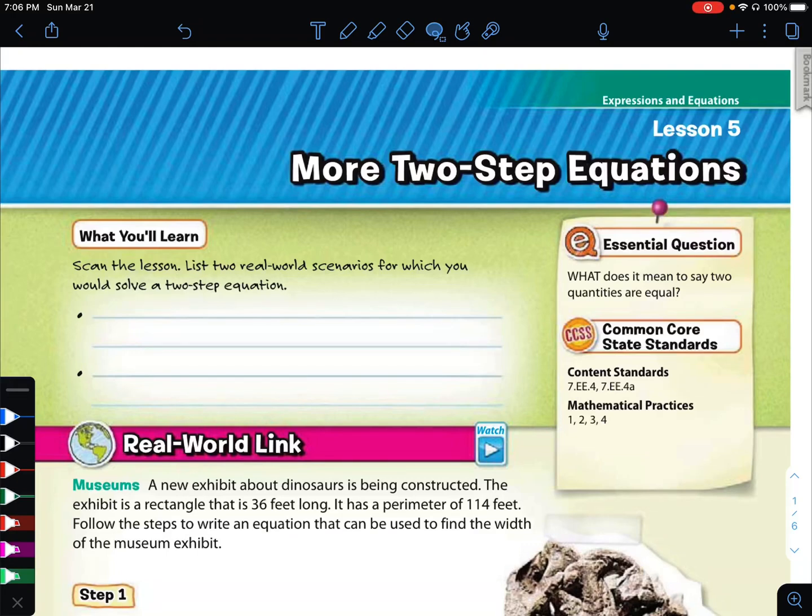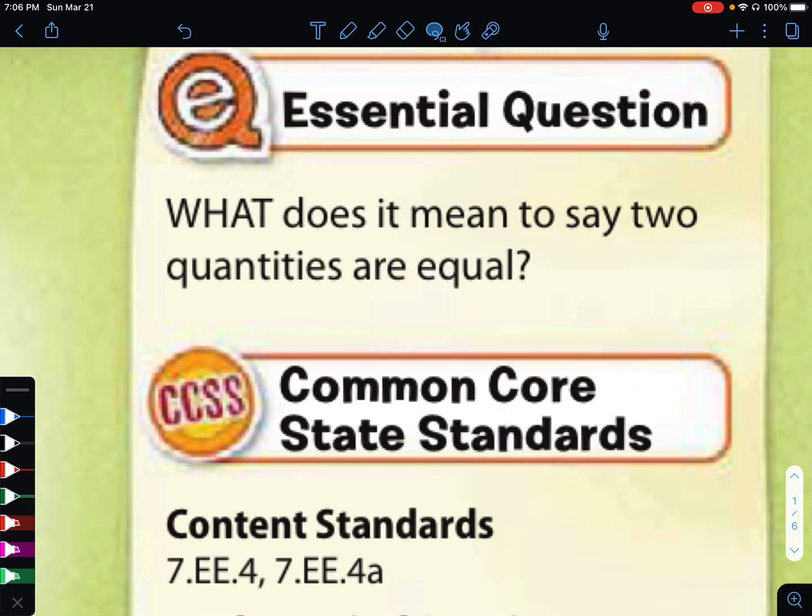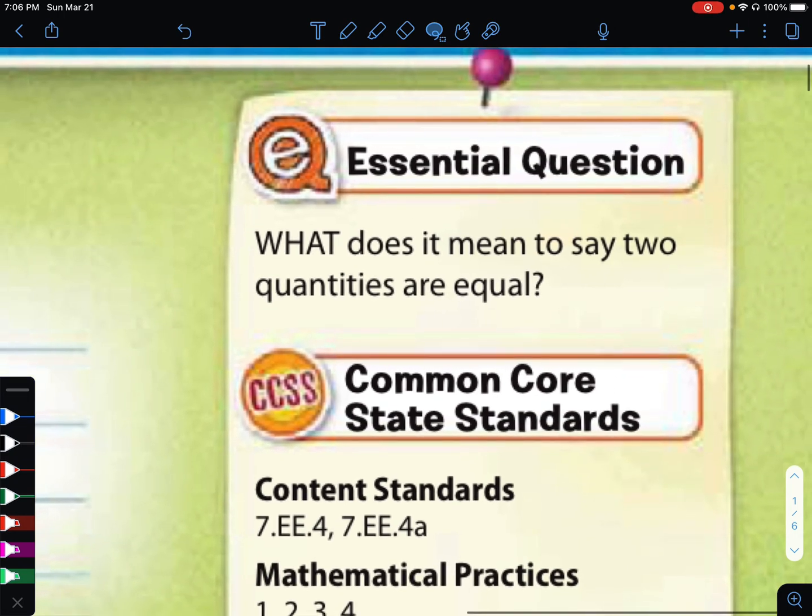This is lesson 5, chapter 6, and the title of this lesson is More Two-Step Equations. And we go back to the essential question: what does it mean to say that two quantities are equal? Last lesson we talked about how to solve two-step equations. In this lesson, we are going to look at more two-step equations and more real-world examples.